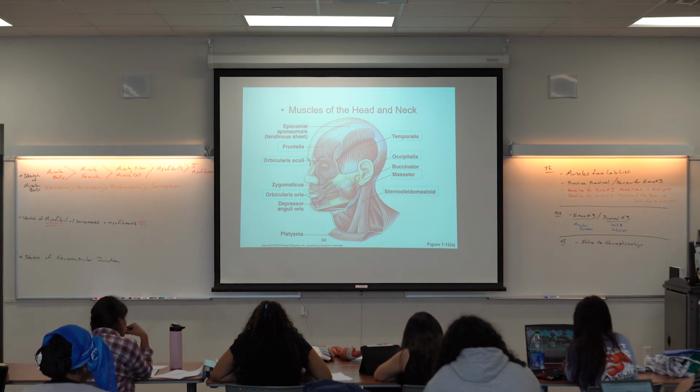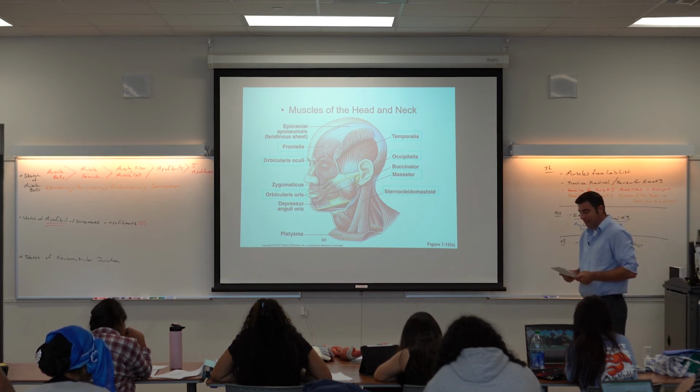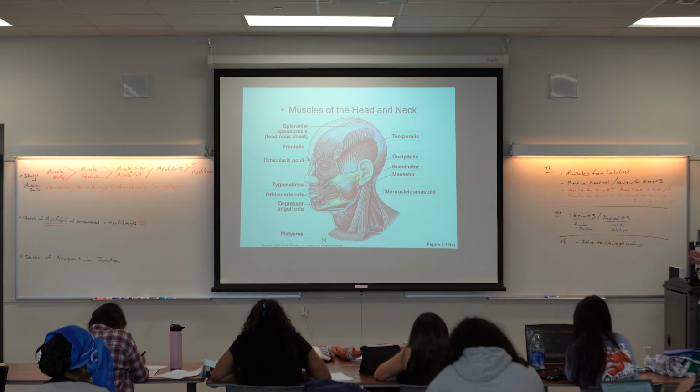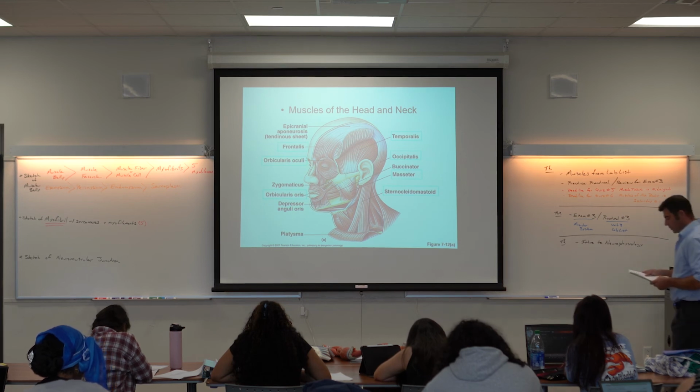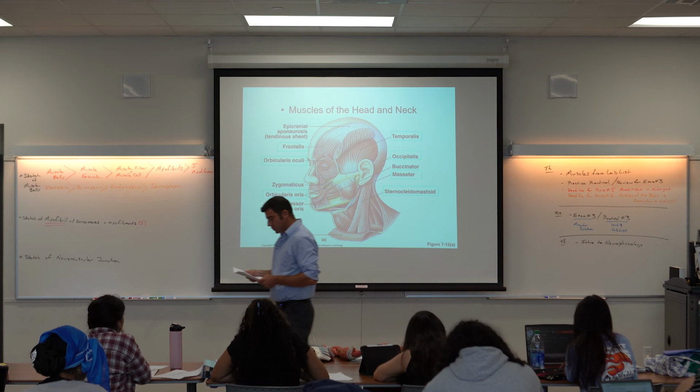Shrugging of the shoulders, like we said, there are two muscle groups involved. It's going to be the levator scapula and the trapezius, just the superior fibers of the trapezius. So that's letter E. Number 12 is H.